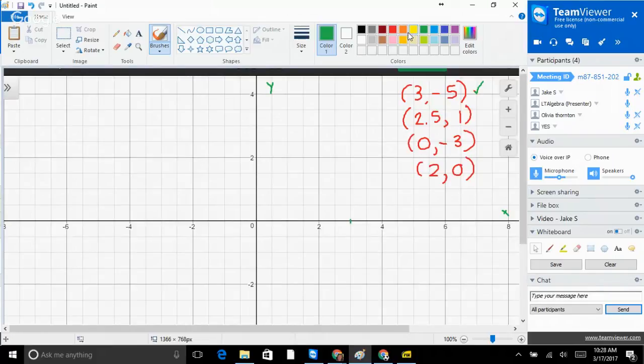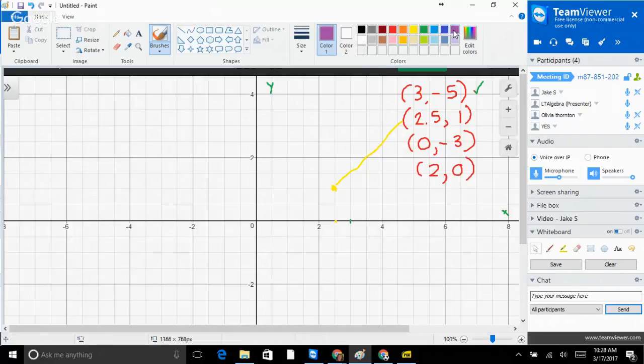The second one is 2.5 and 1. You can sometimes get a number that's not a whole number. Generally you're going to have a whole number, but once you get into higher level math, you won't. So 2.5 is a point right here. So it's +2.5 and +1. We go up 1. That's where the second point would be, right here.